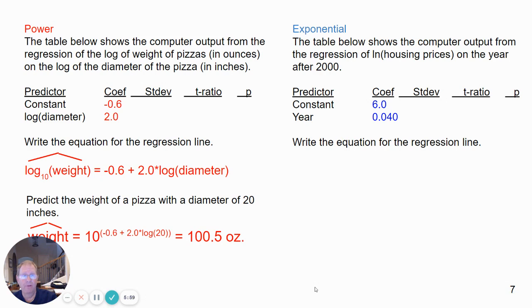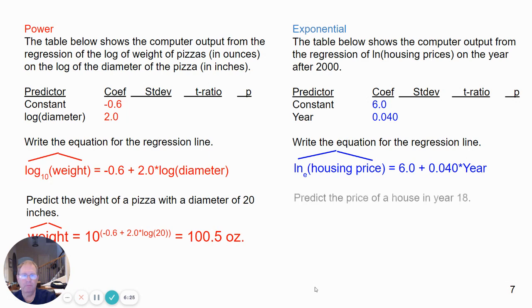And year is not in log format. So I write out the equation like this. My predicted log of the housing price, and I make sure I use the natural log symbol with e as my base, just to be clear, is equal to 6 plus 0.40 times the year. That's my transformed equation. And now I have to use it to make a prediction.